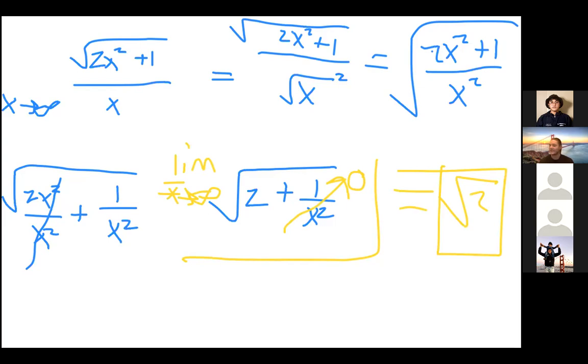And the next problem is the square root of (2x squared + 1) over (3x - 5). That's where the 3 came from. It tripped me up a little bit because I was glancing back. So that's all. Yeah, the answer is square root of 2.